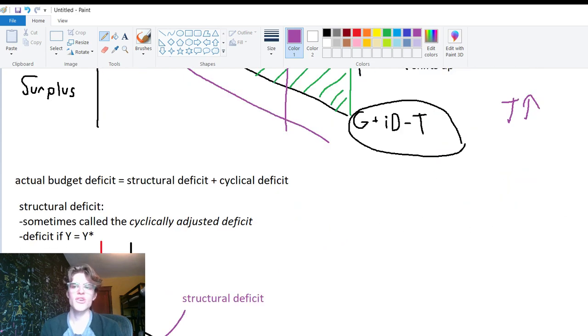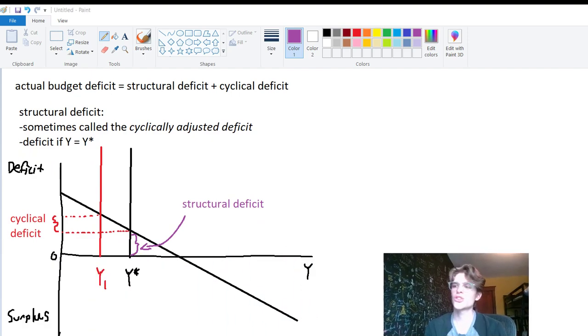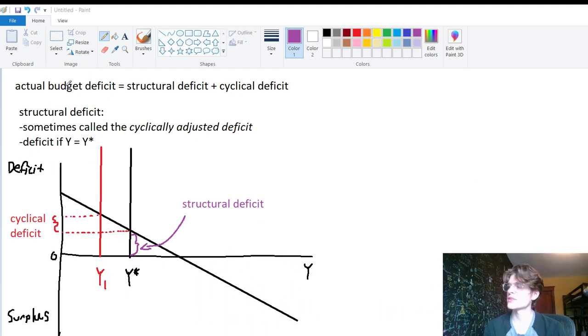So we say that the actual budget deficit is the structural deficit plus the cyclical deficit. The structural deficit is sometimes called the cyclically adjusted deficit, and it's the deficit if Y is equal to Y star. Same as previous chapters, there was no cyclical unemployment in the case where Y equals Y star, same kind of thing. There is no cyclical deficit in that case either.